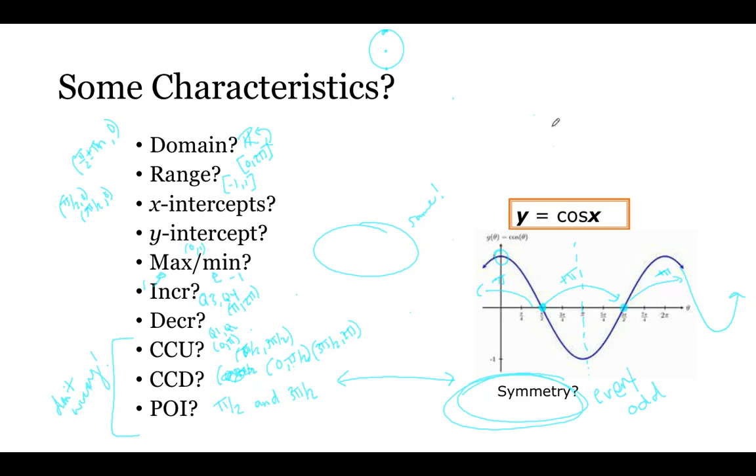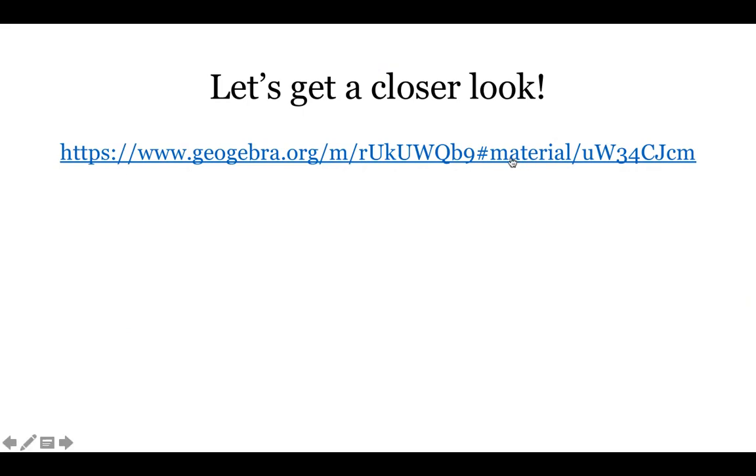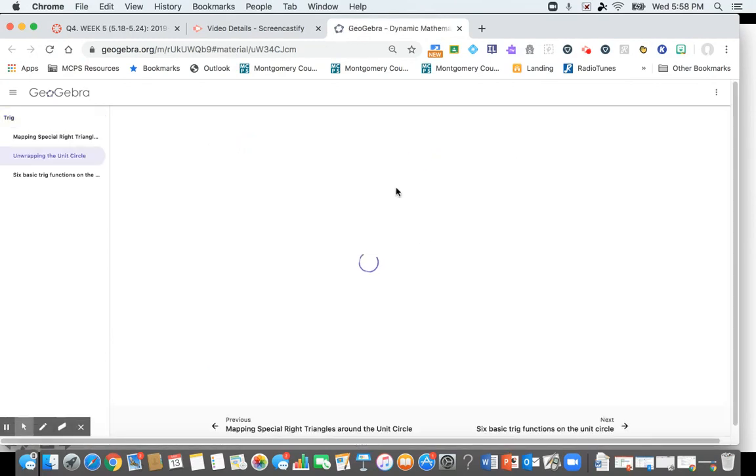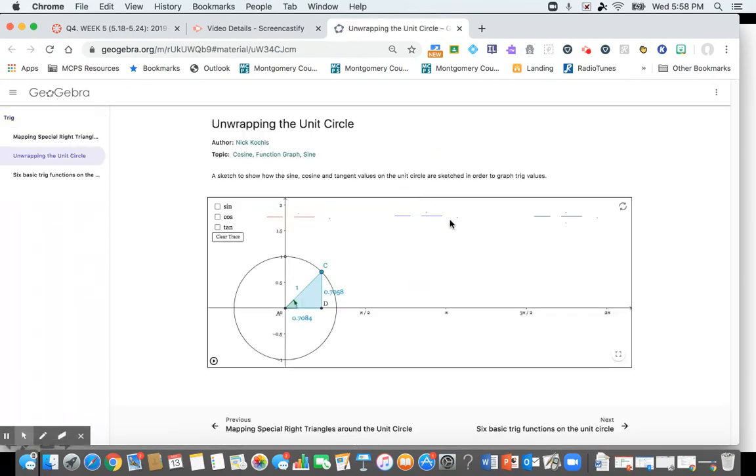All right. Let's take a closer look. This is just fun to do. This hyperlink is in this PowerPoint. If you have it opened, you can click it and play around with it.